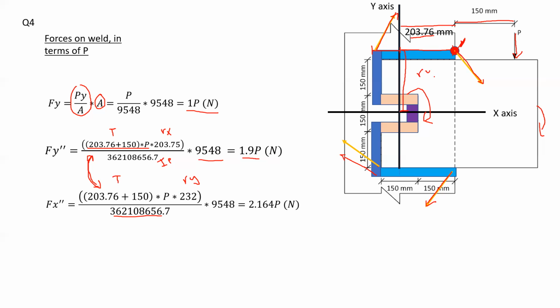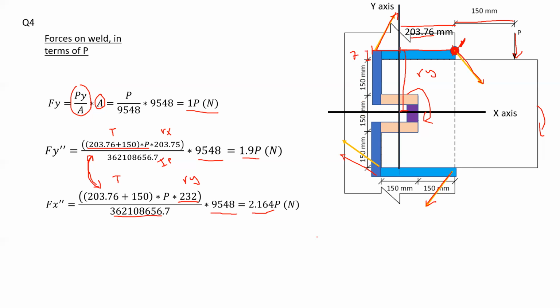And the Ry value is going to be equal to, you will consider this as 7 millimeters plus 150 plus half of 150. So that will give you 232 millimeters. Lastly, I'm multiplying by the area. And from here, I have the force in the x direction caused by the torsion to be equal to 2.164 P, of course, in newtons.